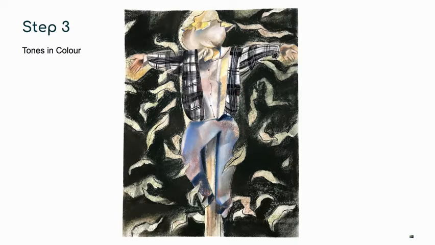So I'm sticking to my tonal or value plan here by, again, having the corn husks lighter in value than the space around them, and the scarecrow's head and hat are lighter in value than the space around it, and so on.